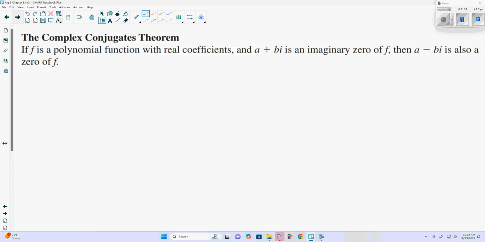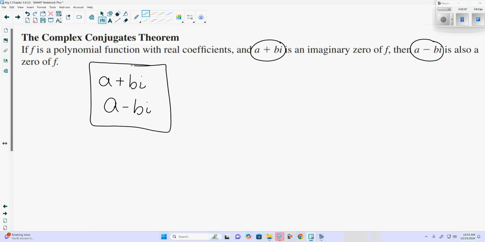Is this what we need to write down for the theorem part right here? Yes. So you don't have to write the whole thing. If a polynomial function with real coefficients and a plus bi is a solution, then a minus bi is also a solution. Complex conjugates. A plus bi conjugate is a minus bi. Those are the conjugates. And really the complex conjugate theorem states if a plus bi is a solution, a minus bi is one also.